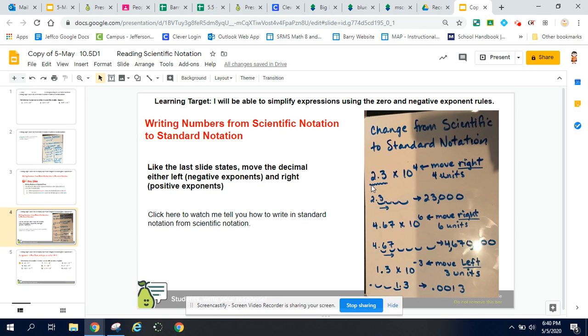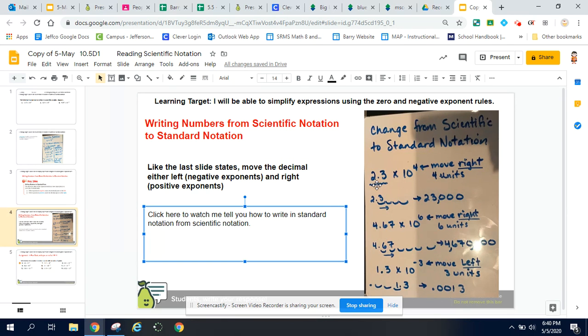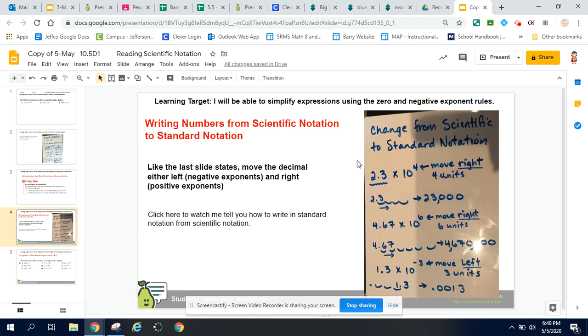So this number here, 2.3, and I kind of underlined it, times 10 to the fourth, that's scientific notation. And we know that because this number right here, 2.3, is between 1 and 10. Now all you have to do is, if you have a positive exponent, you're going to move to the right however many units that exponent says.